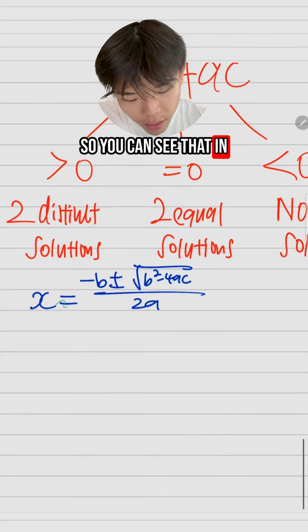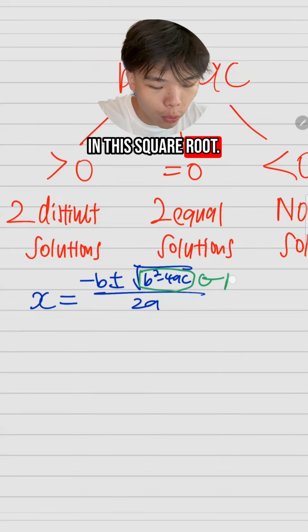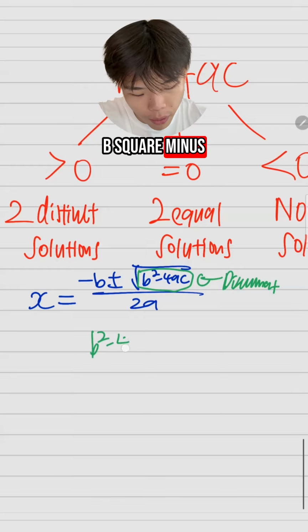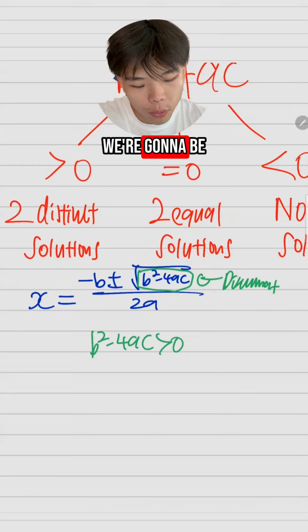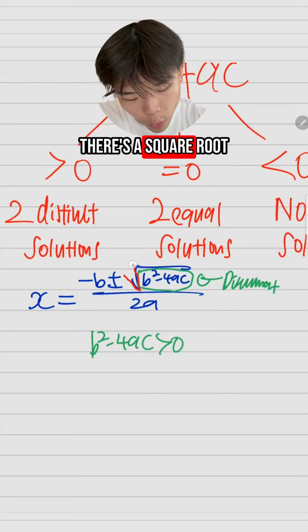So you can see that in our quadratic formula, we have the discriminant tucked very nicely in this square root. This is our discriminant. And let's say our discriminant is positive, b squared minus 4ac is positive. That means we're going to be square rooting a positive number here. You can see that there's a square root here.